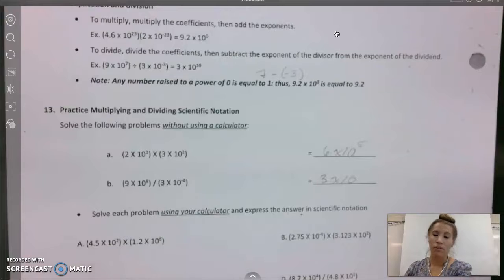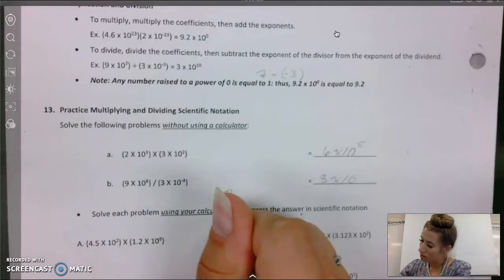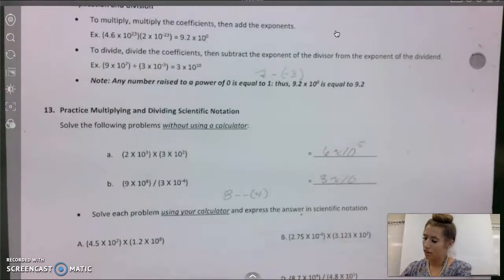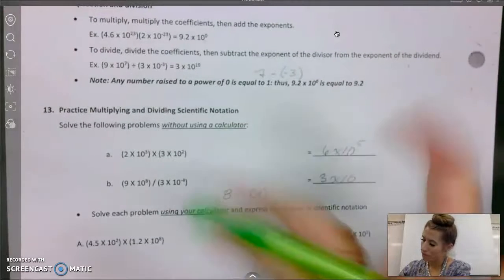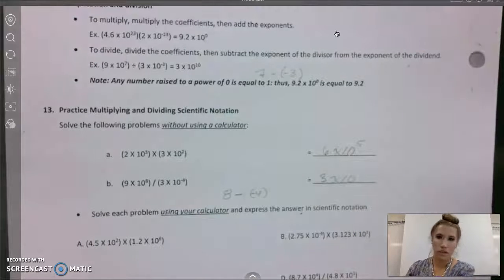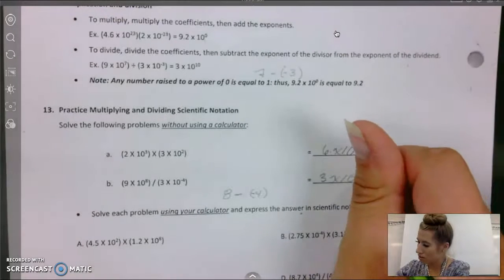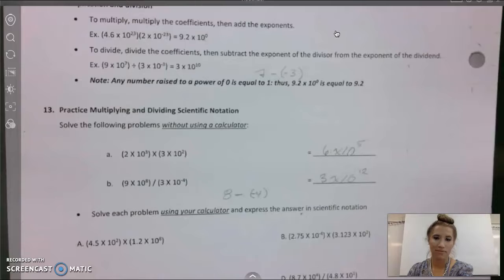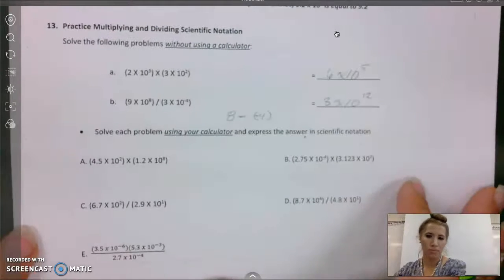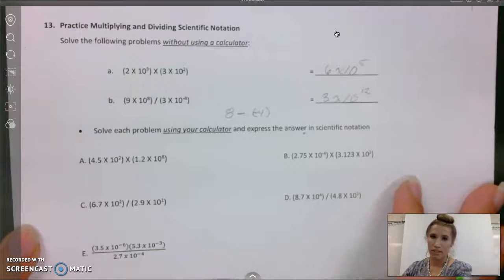So 8 minus the negative 4. Okay. And so we have our double negative again. So it'd be raised to the 12th. All right, hit pause. Work through these problems on your own, and then come back and see how you did.